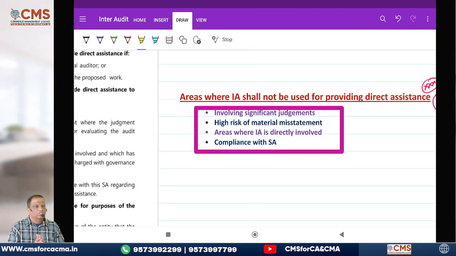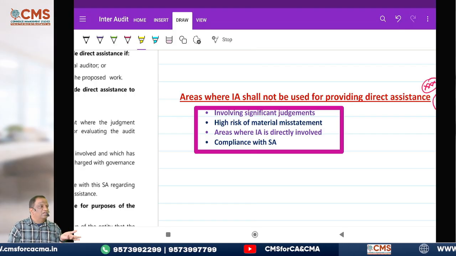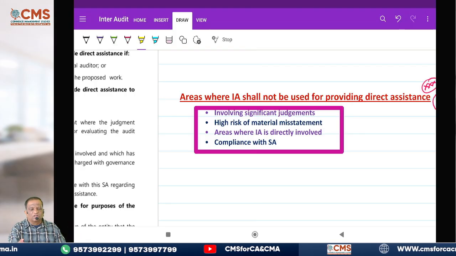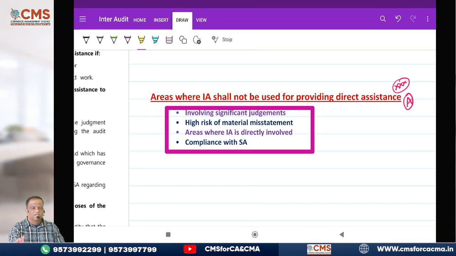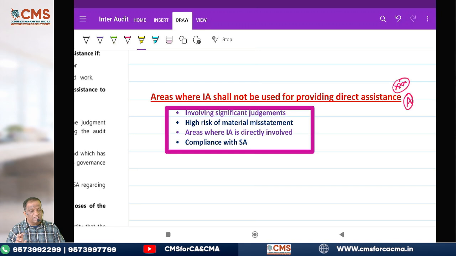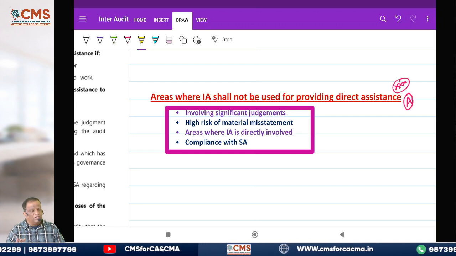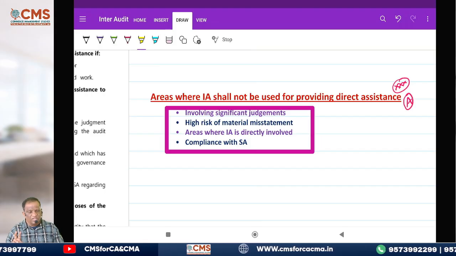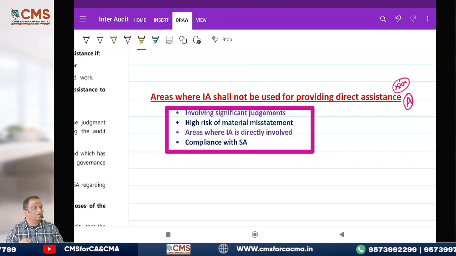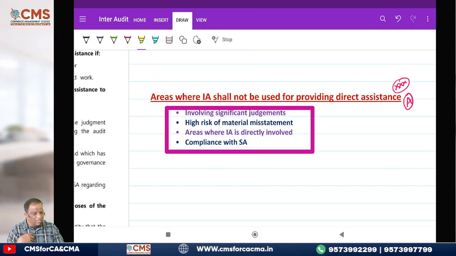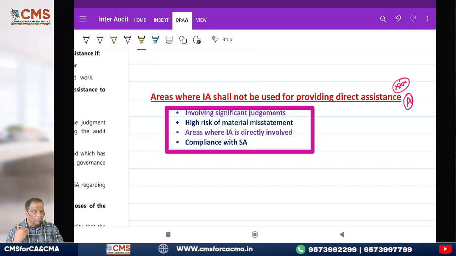I can use him only for regular routine activities, what we talked about, inventory count and all. But I cannot use the internal auditor for matters involving significant judgments and high risk of material misstatement, and where the internal auditor is directly involved in that process, and where it will create a conflict of interest and affect compliance with the standards. These four matters, as a statutory auditor, I can't delegate to anyone. I have to do it myself.